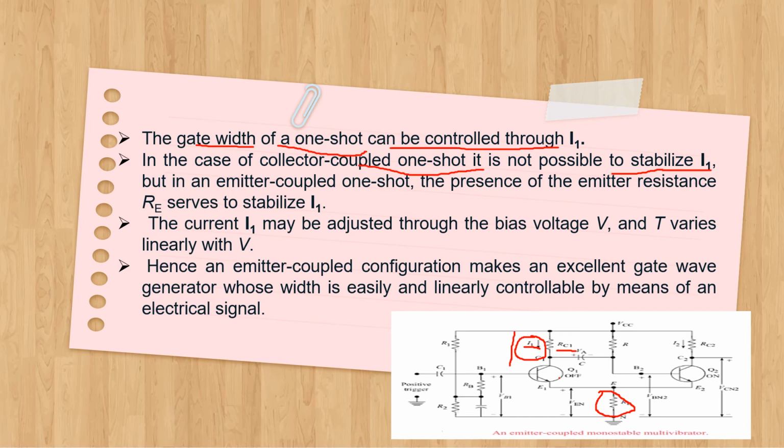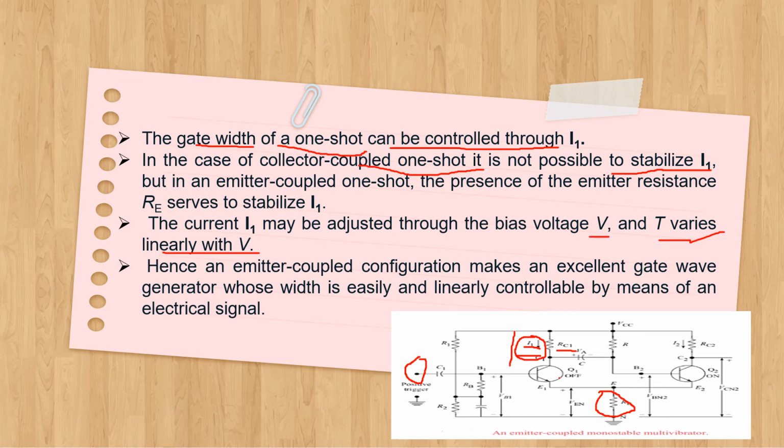The current I1 may be adjusted through the bias voltage V. So we can adjust the collector current from the external voltage source V. Then the pulse width T can be varied linearly with the external voltage V. Hence an emitter coupled configuration makes an excellent gate wave generator. So here the pulse width is under the control of the external voltage.